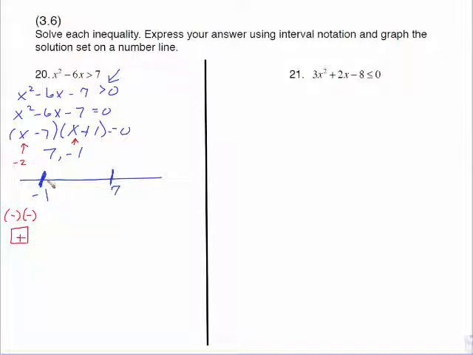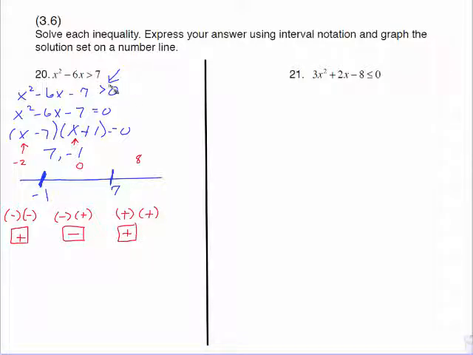I need to pick a number between negative 1 and 7. Best number to pick is 0 because that arithmetic is easy. Put 0 in for each of those x's. 0 minus 7 is a negative. 0 plus 1 is a positive, and a negative times a positive is a negative. Pick a number to the right of 7, let's say 8, and stuff those in. 8 minus 7 is a positive. 8 plus 1 is a positive. A positive times a positive is a positive.